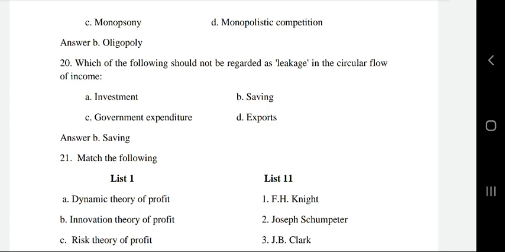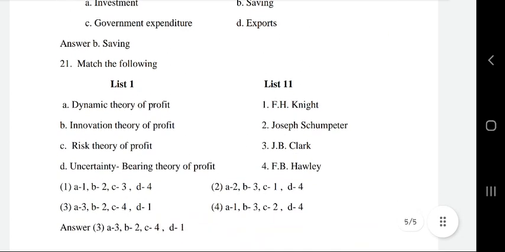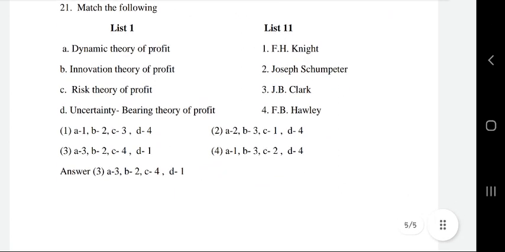Then next question, match the following. There are four items in list 1: dynamic theory of profit, innovation theory of profit, risk theory of profit, uncertainty bearing theory of profit. And some persons' names are F.H. Knight, Joseph Schumpeter, J.B. Clark, F.B. Hawley. Here, what is dynamic theory of profit?